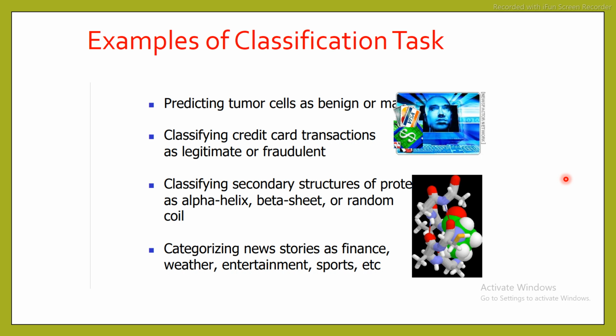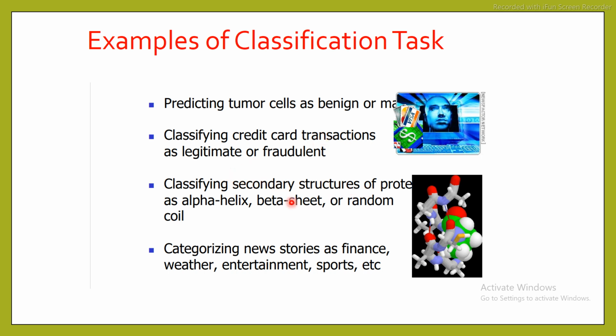Okay, for example, if you want to classify the credit card transactions as legitimate or fraudulent, so it's a two class. This is legitimate and this is fraudulent. So in that case, we are classifying based on the transactions of the customers. So we will use decision tree. Also you can use logistic regression here, right?